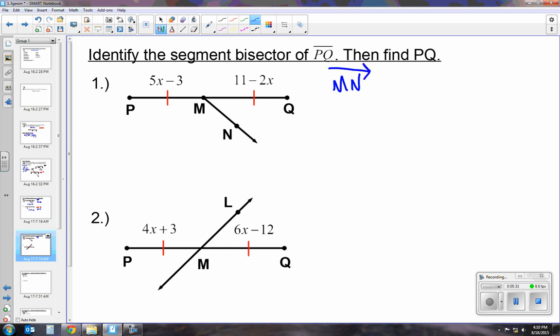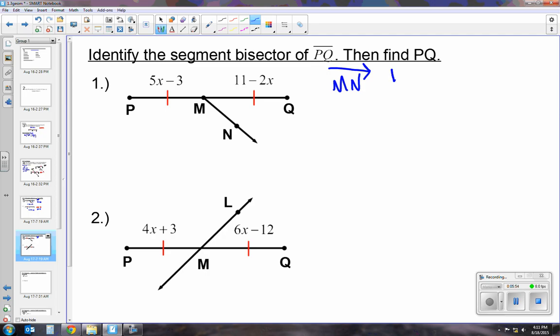Okay? But now what's a little bit different is that I have some algebraic expressions. All right? So I have to solve for x before I can find the measurement of PQ. But we have those two red dashes again. And of course, those two red dashes mean that those two segments are equal. So what we can do is we can set up an equation.